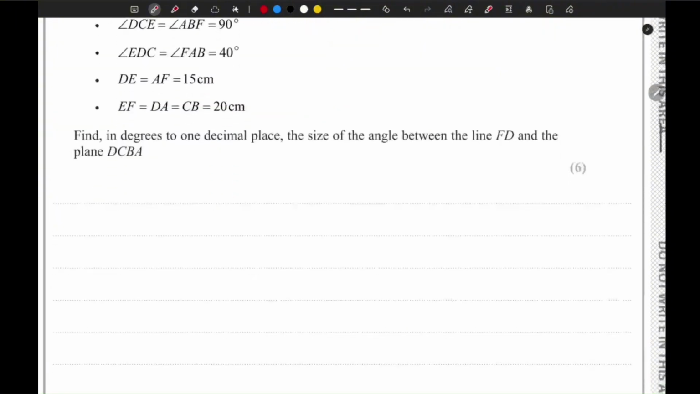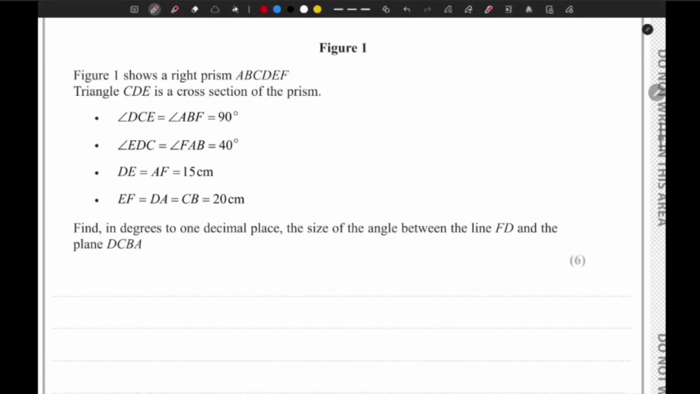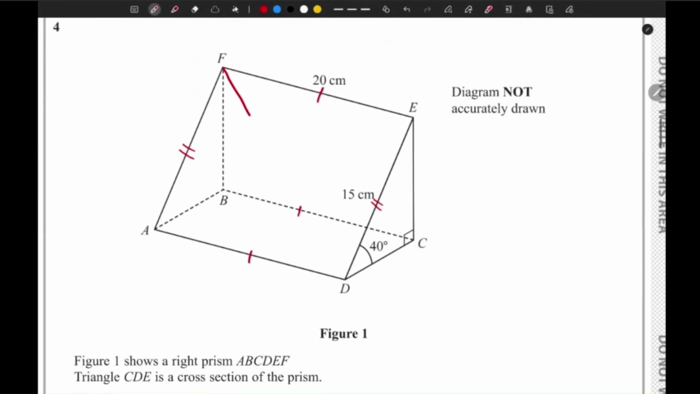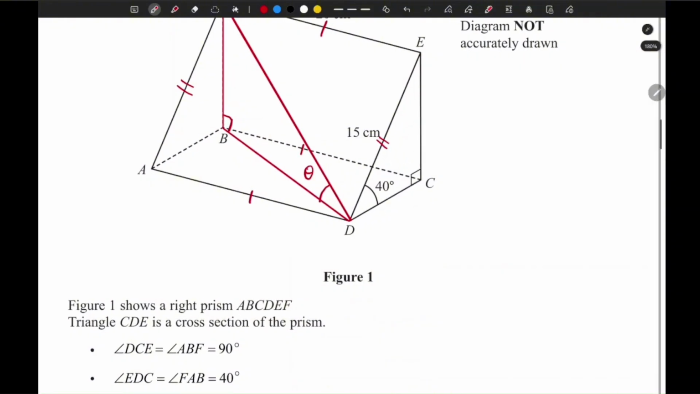Now we need to calculate the size of the angle between the line FD and the plane DCBA. So FD and DCBA. So we can draw an imaginary right angled triangle from this. And we actually need to calculate this angle theta. So in order to find out the value of theta, we need two of the lengths of the triangle. Any two lengths will work.